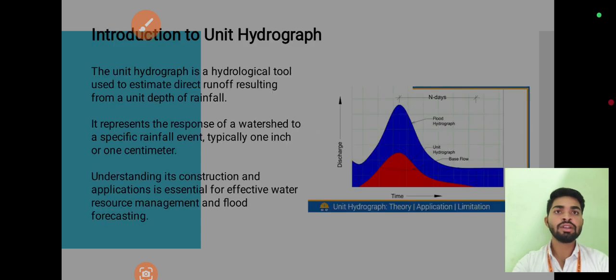Introduction to Unit Hydrograph. The unit hydrograph is a hydrological tool used to estimate direct runoff resulting from a unit depth of rainfall. It represents the response of a watershed to a specific rainfall event, typically 1 inch or 1 centimeter. Understanding its construction and application is essential for effective water resource management and flood forecasting.